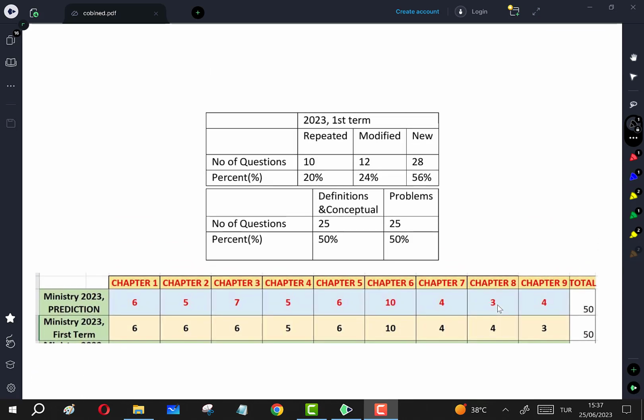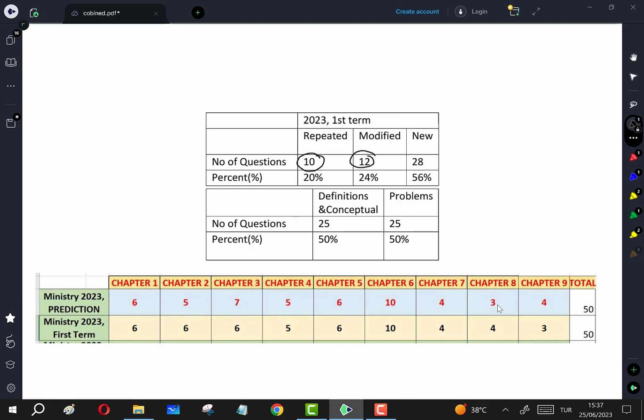So I am going to evaluate the 2023 first term physics Wezary exam questions. First, let's check the questions in general. What kind of questions were asked in Ministry Wezary 2023, the first term? From 50 questions, 10 questions were repeated questions, questions which were asked in previous years and asked again.